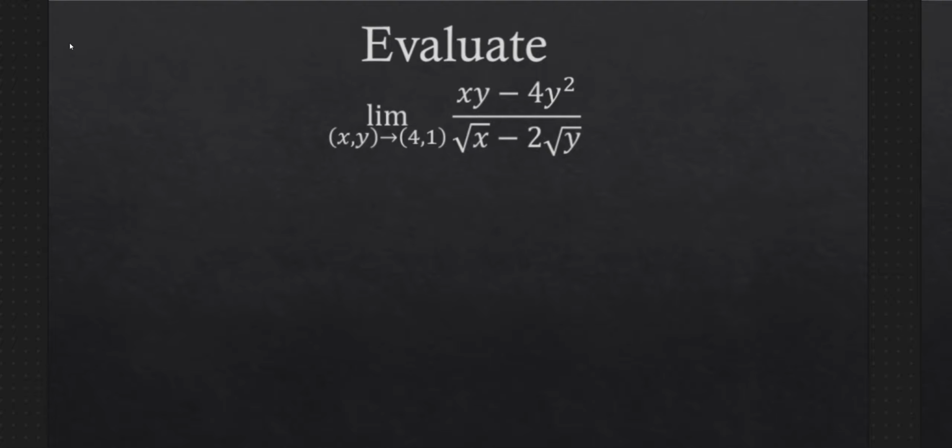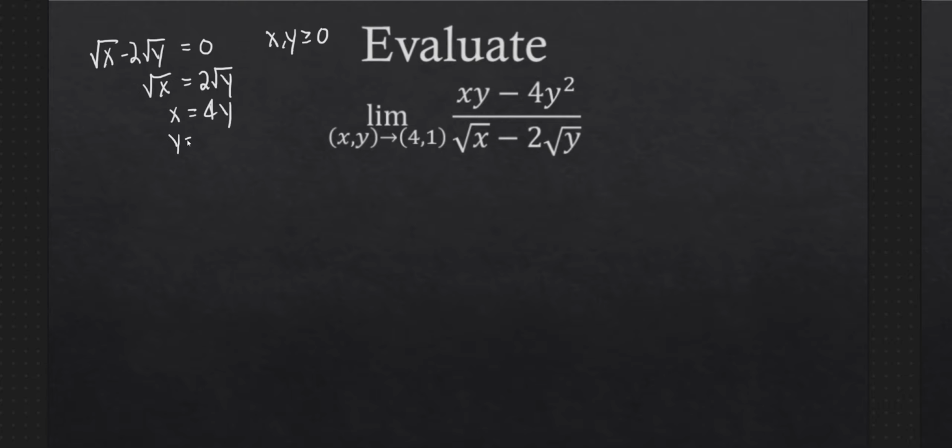So let's see. So the bottom is 0: square root of x minus 2 square root of y is equal to 0. That implies what? Square root of x equals 2 square root of y. So here we need x and y both greater than or equal to 0. Right, we need that to be true. And then I can maybe square both sides here. I get x equals 4y, or y equals 1/4 x.